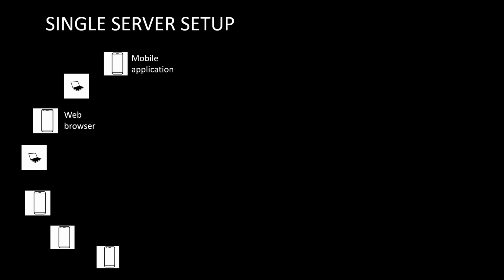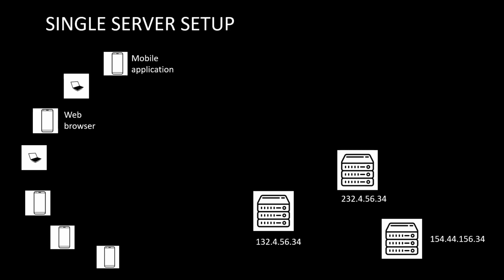So the traffic is coming from the mobile applications and also web browsers. Now there are lots of servers available in the world, right? Some of the servers, or suppose these three servers which we are seeing, each of them has a different address. It means that they all serve different purposes, different systems, right?